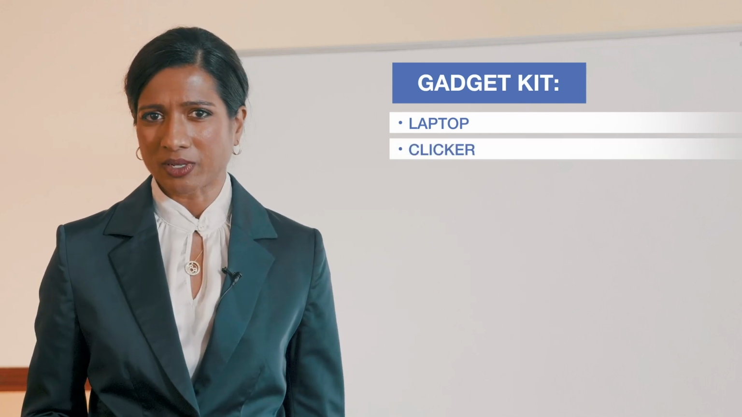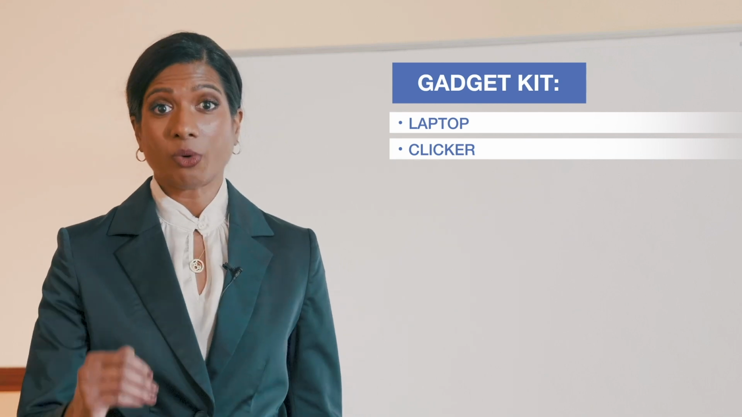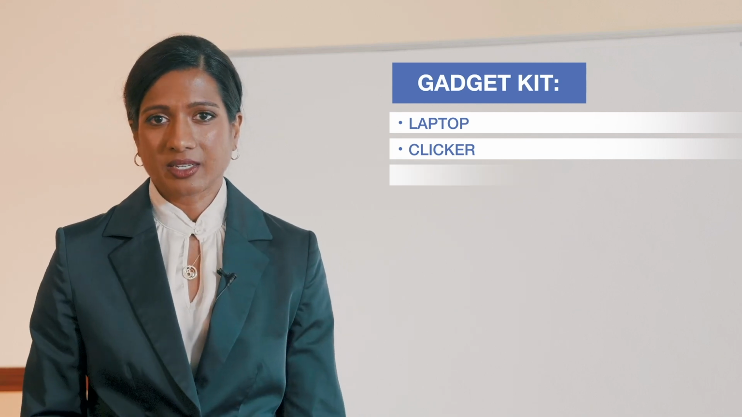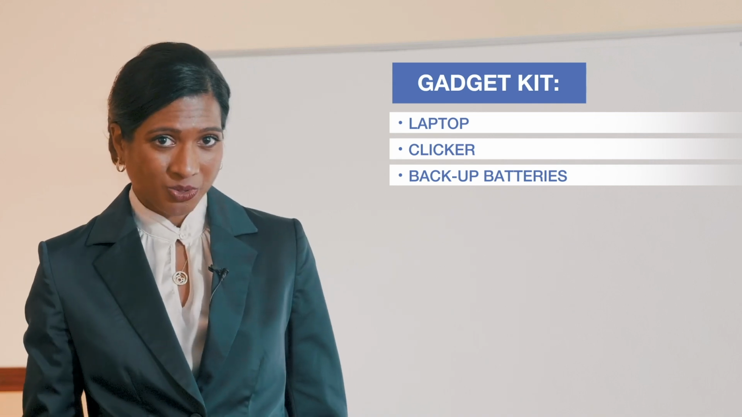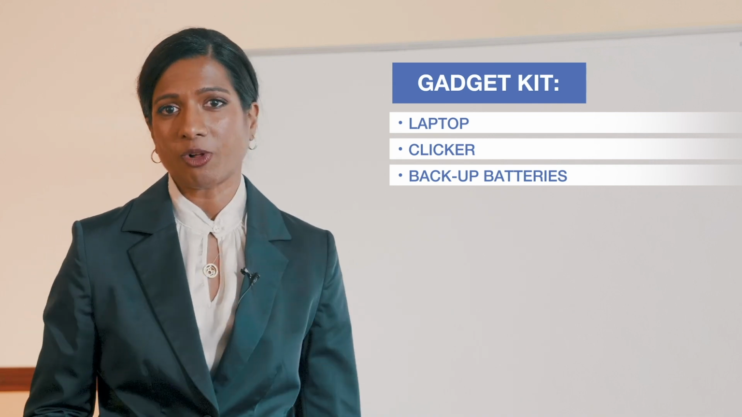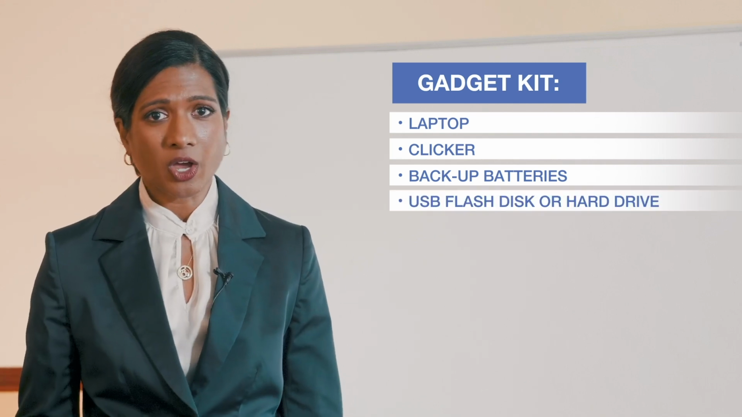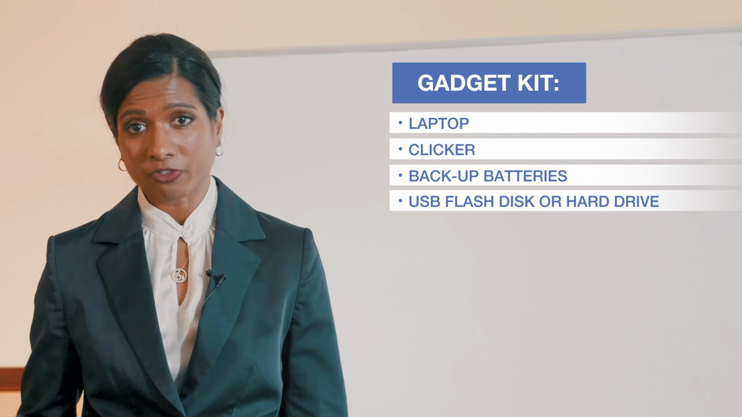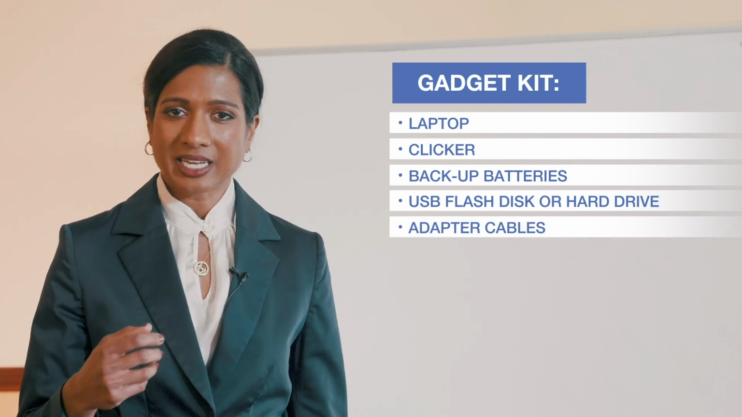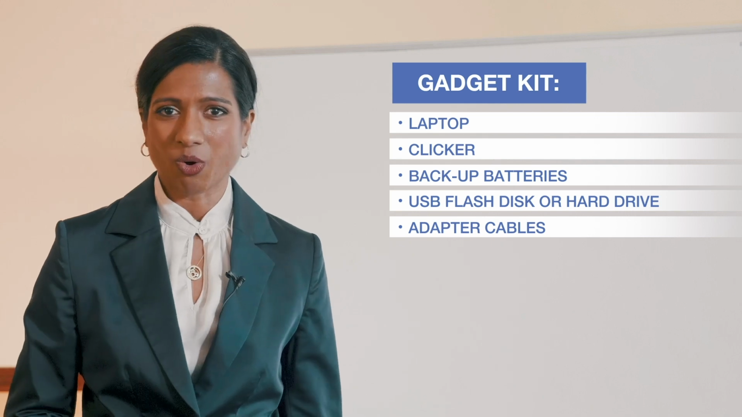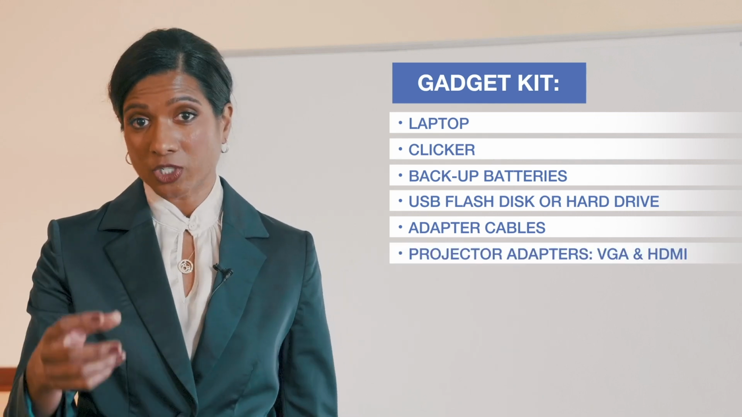Don't be one of those people that goes to their laptop and scrolls forward in order to advance a PowerPoint slide. Get your own backup batteries so that in case the batteries in your clicker don't work, you have something to fall back on. Your own USB flash disk or a hard drive which contains a backup of your presentation. Include things like adapter cables, extension cords, and one of those connectors that connects your laptop to the projector.